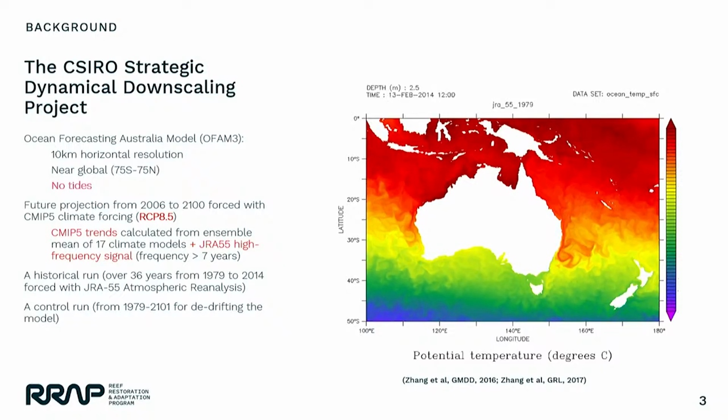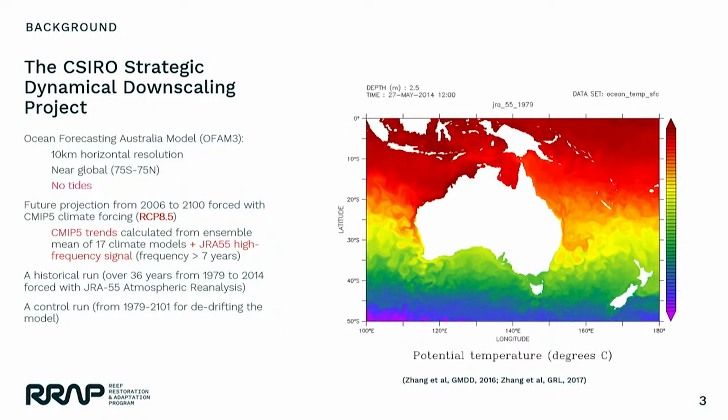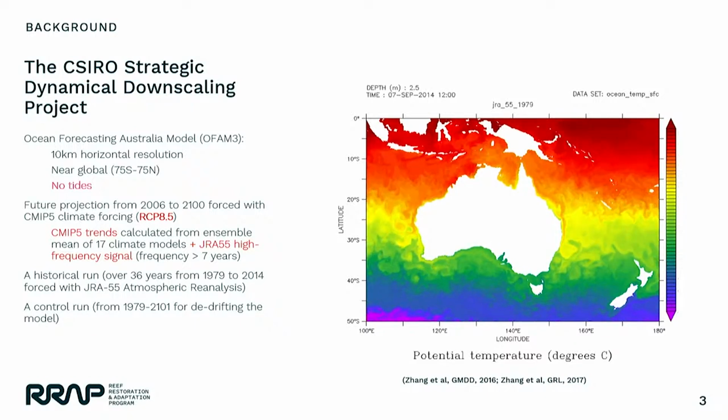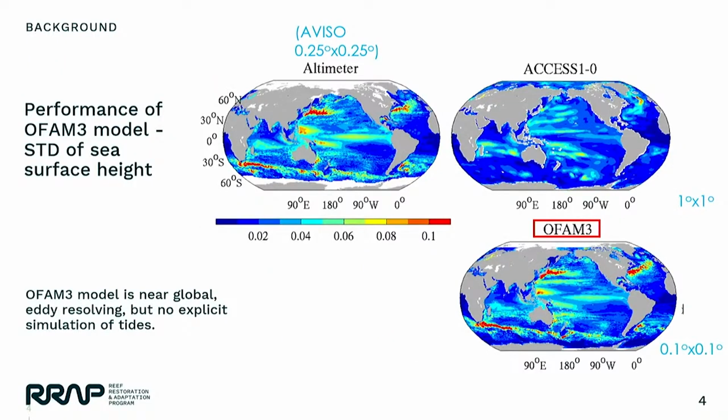Because it's 10-kilometer resolution, the tides are not explicitly simulated, which is why we are very keen to use the GBR4 model, which explicitly simulates the influence of tides on the circulation. This is under the high-emission scenario, RCP 8.5, using the CMIP5 model. We also have a historical run and a control run.